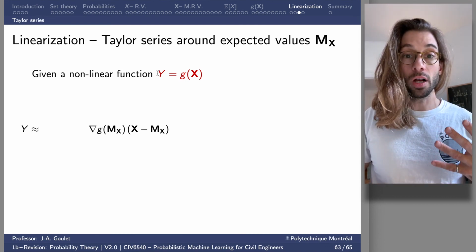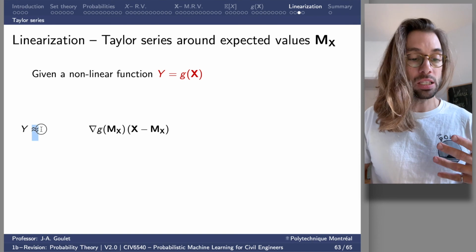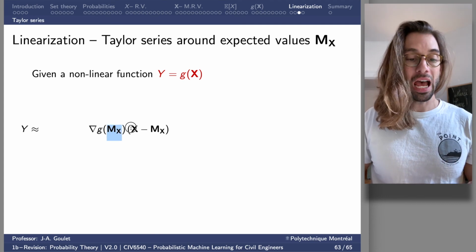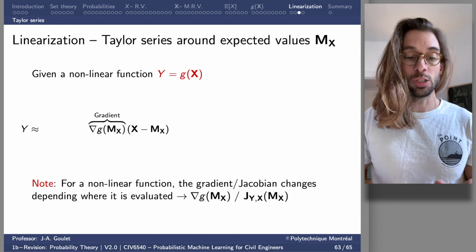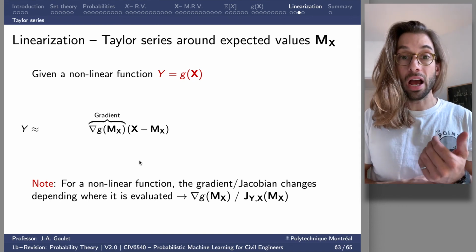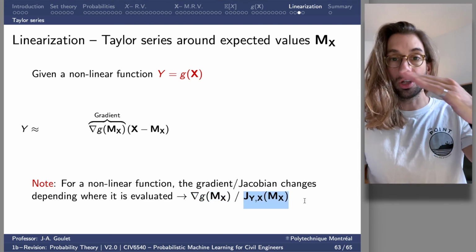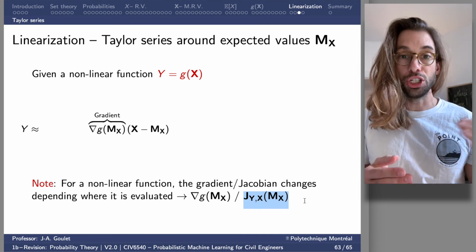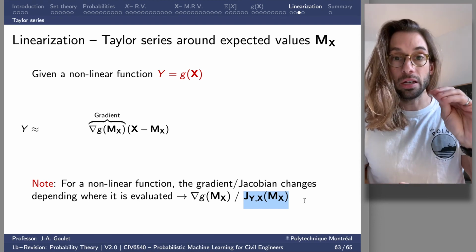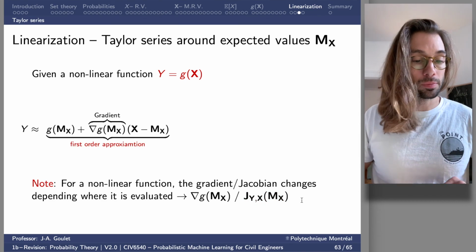Given that I have a nonlinear function y equal g of x, I can represent this as an approximation: y is approximately equal to the gradient of my nonlinear function evaluated at the mean vector, times x, the random vector, minus its expected vector. Note that for a nonlinear function, whenever you want to linearize at a different point, you need to recalculate the gradient or the Jacobian. For a linear function, the gradient or the Jacobian is constant over the space. In the case of a nonlinear function, you need to linearize exactly at the quantity you're interested in, in this case always at the expected value.